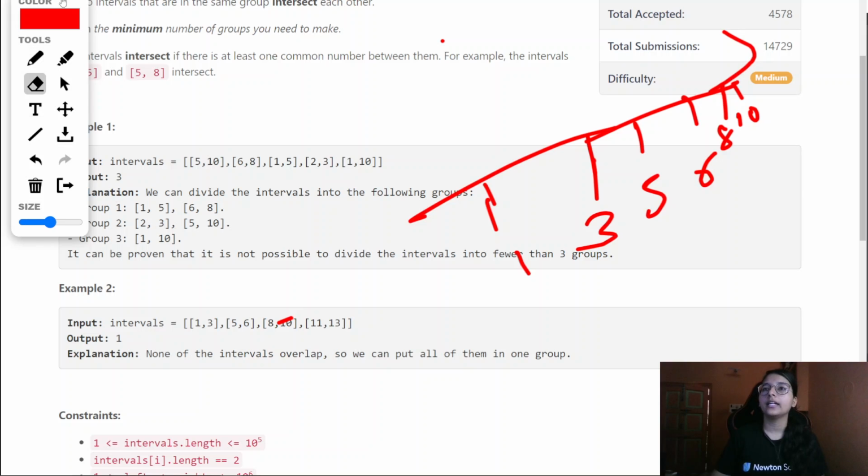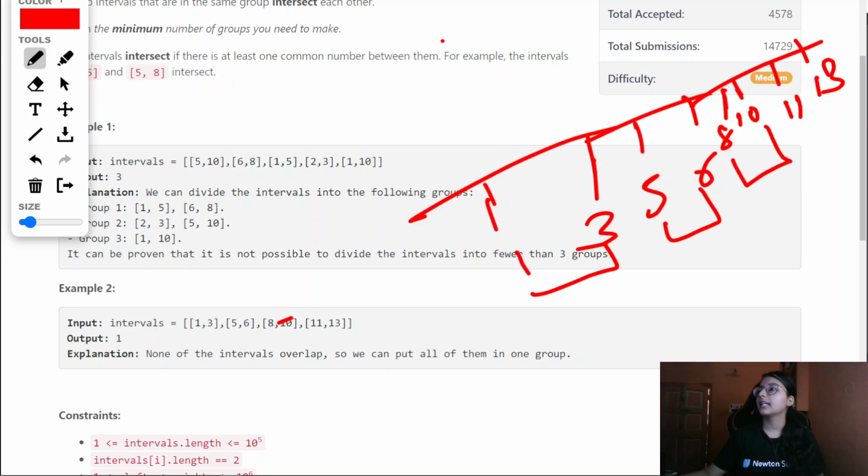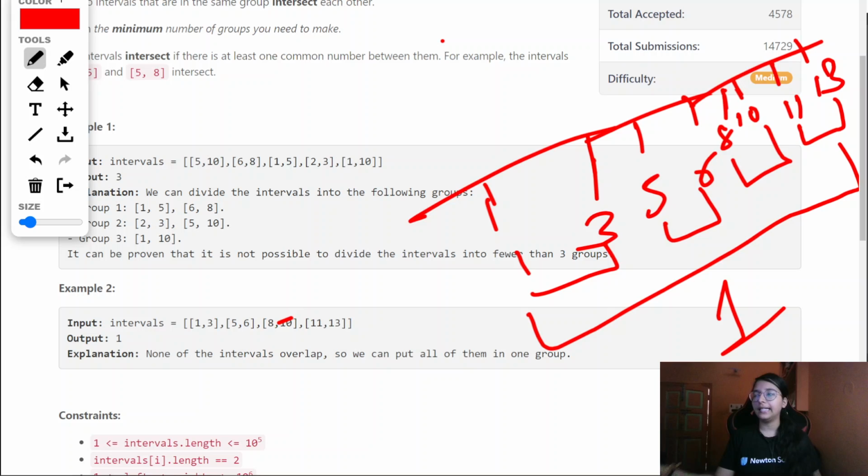Then here you can check that 11 and then 11 and here 13 is there, right? 1, 3, 5, 6, 8, 10, 11, 13. None of them is overlapping with each other, right? So that's why we can take this as completely one group. And that's why our answer is basically 1.